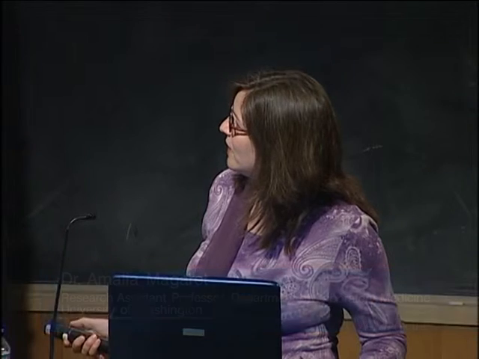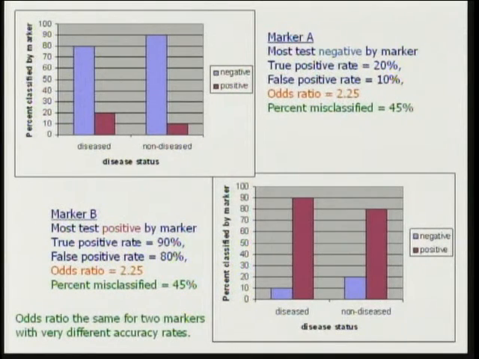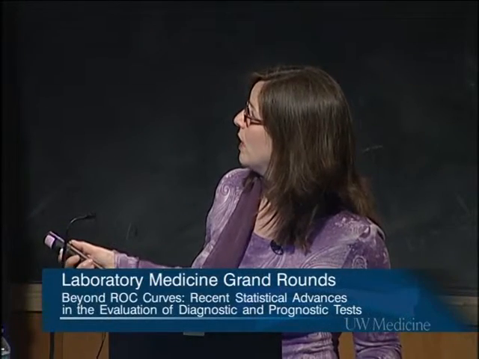These two graphs, if you just eyeball them, this one's all purple, I guess is this color. Most everyone's being classified as negative by the marker, whether they're diseased or not diseased. And in this one, everyone's being classified as purple or positive by the marker, whether they're diseased or not diseased. They both have this incredible odds ratio of 2.25, but they're actually performing pretty crummy. And the point is that you're unable to distinguish a really poor true positive rate from a really nice true positive rate because it's balanced by the false positive rates.